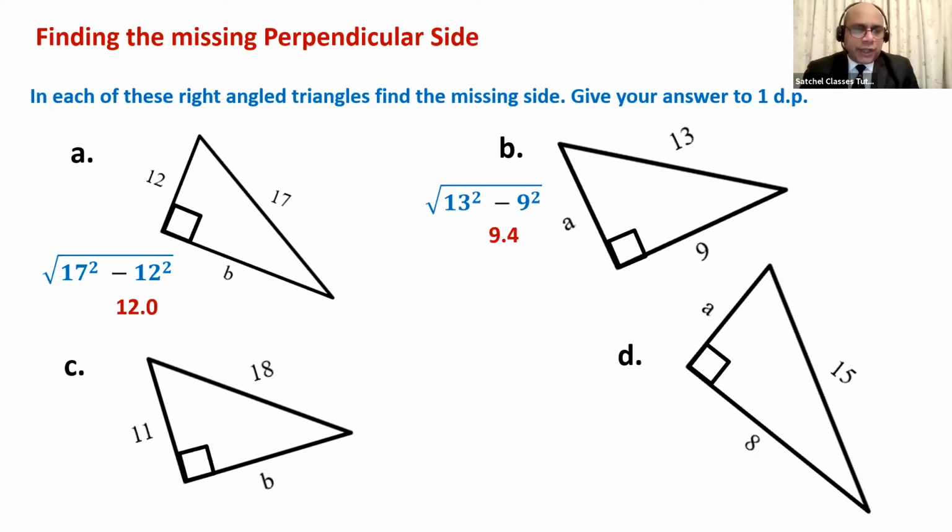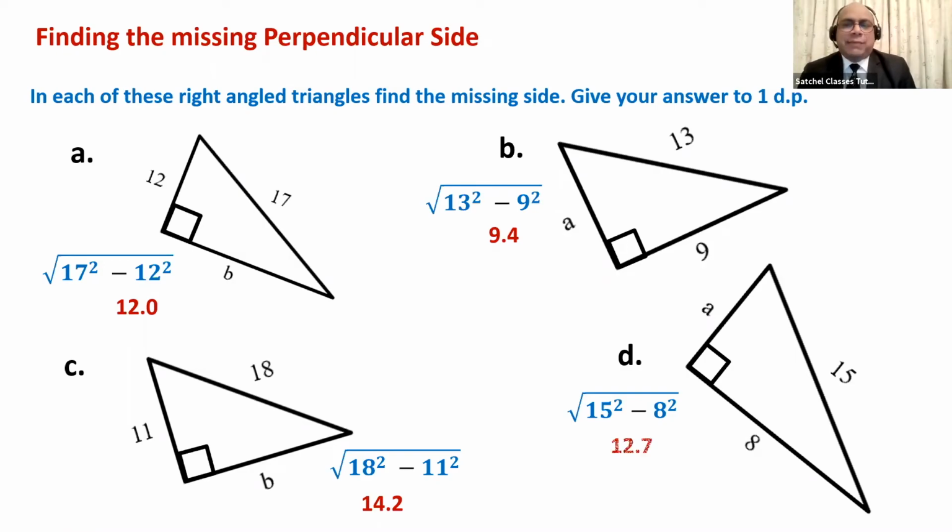In the case of the third triangle, the hypotenuse is 18, and hence B, which is the missing side, will be equal to the square root of 18 squared minus 11 squared, which is equal to 14.2 units. And finally, in the last triangle, the hypotenuse is 15 and one of the sides which is given is 8. So your missing value, which is A, will be equal to the square root of 15 squared minus 8 squared, which is the same as 12.7 units.